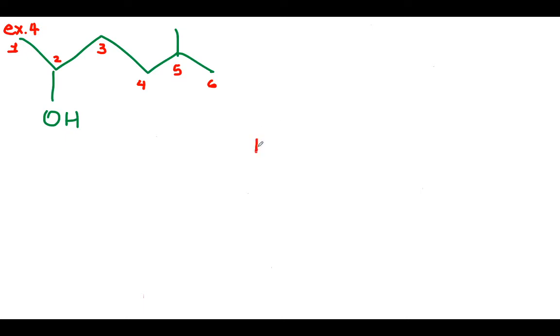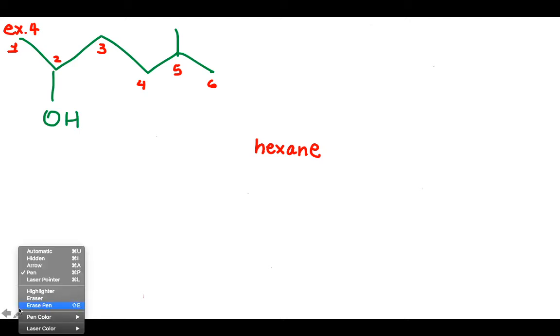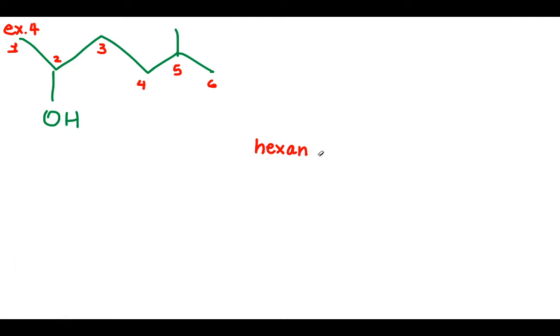Okay, so I see that I have hexane, right? I'm going to get rid of the E in my alkane naming. And then I want to include the number for where my hydroxyl is attached. The hydroxyl is attached to carbon number 2, so that's why I've got a 2 here. And the ending OL just tells me that it's an alcohol. Okay, so I've got my parent name done.